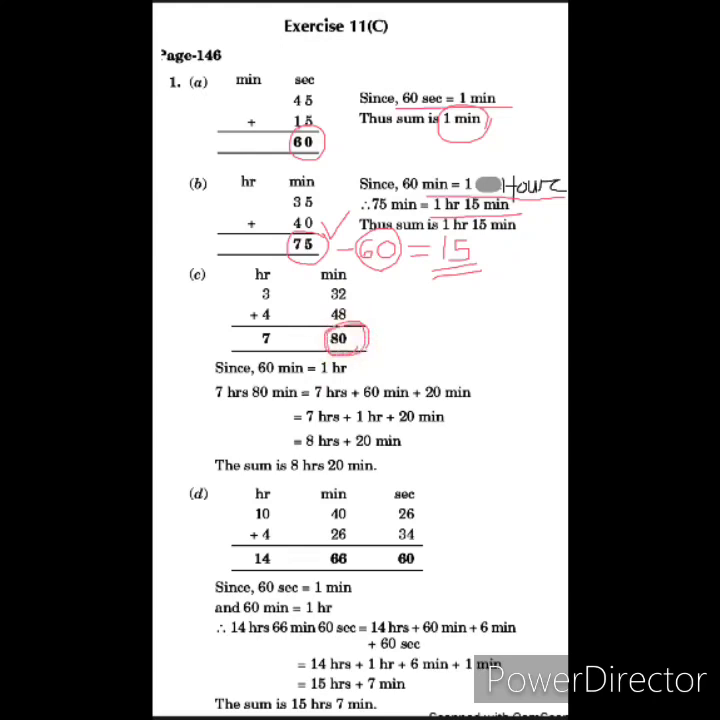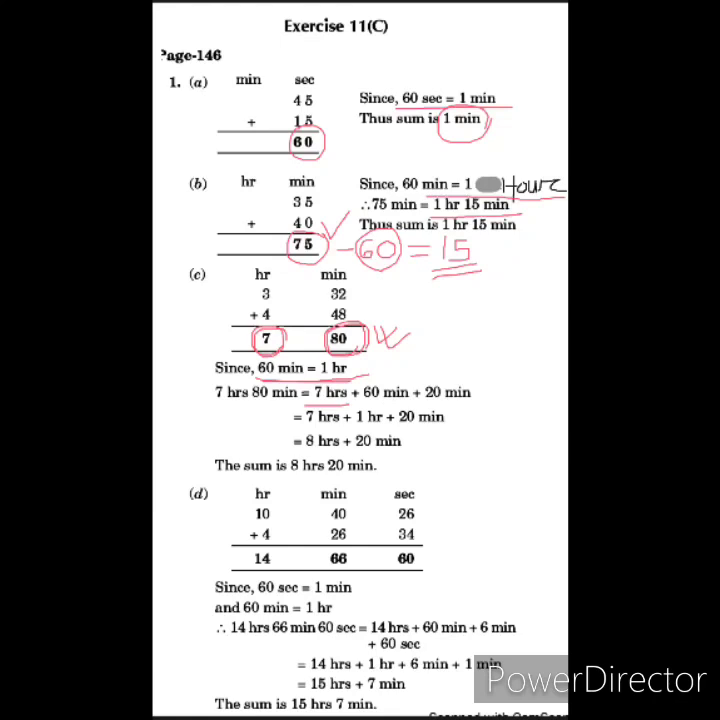80 minutes. As you can see, 80 is more than 60, and 60 minutes is 1 hour, so we have to separate it. First we will write 7 hours, because 3 plus 4 is 7. On our hour side we have got 7. So we will be writing 7 hours.